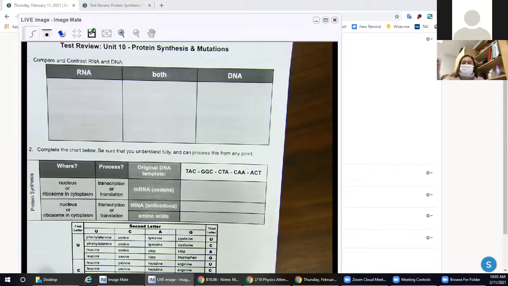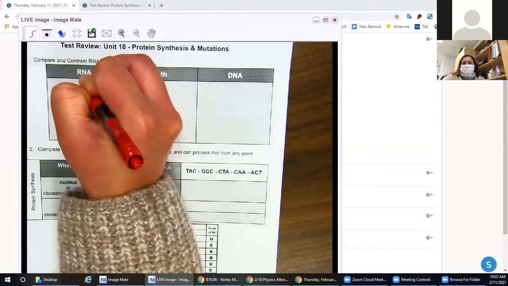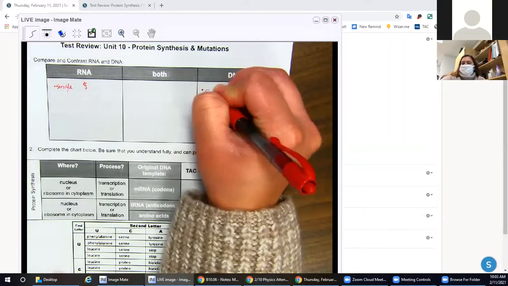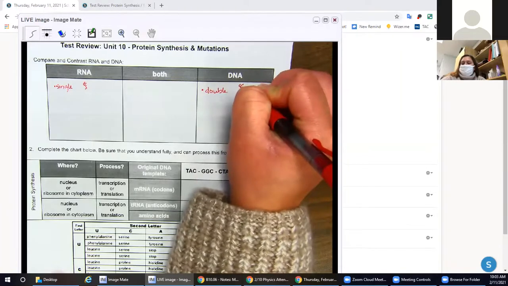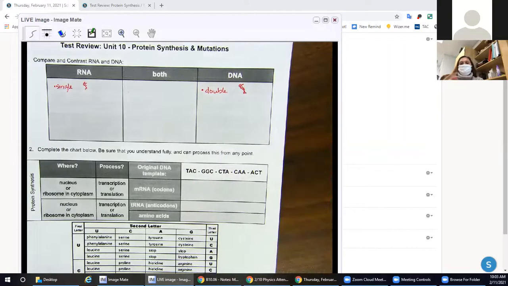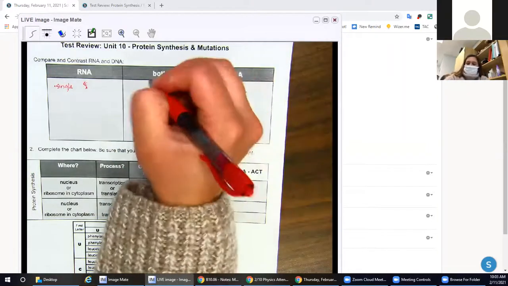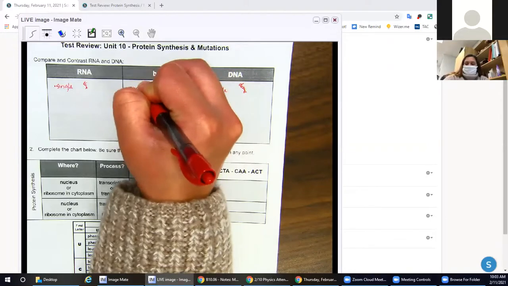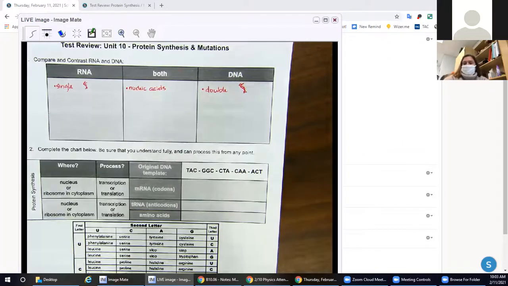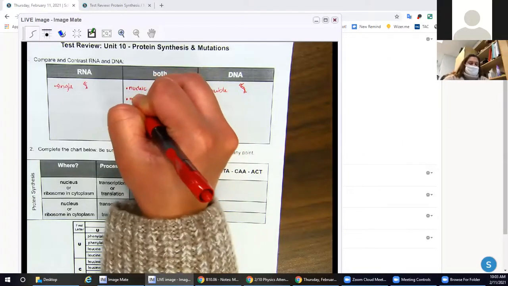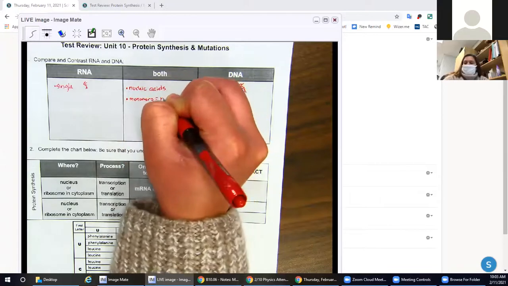Okay, so RNA could be single-stranded. It's just one strand. DNA would be double. That's why we call it a double helix. Single, double-stranded. RNA and DNA are both nucleic acids, which are one of the 4 major biomolecules. They both have the same monomers. Those are going to be nucleotides.